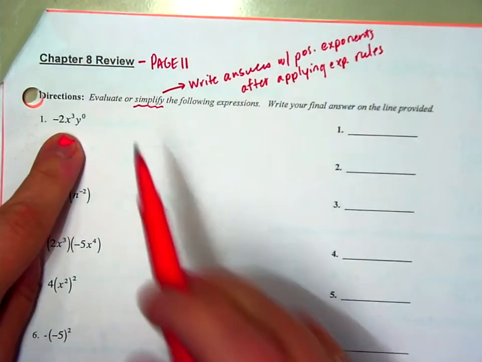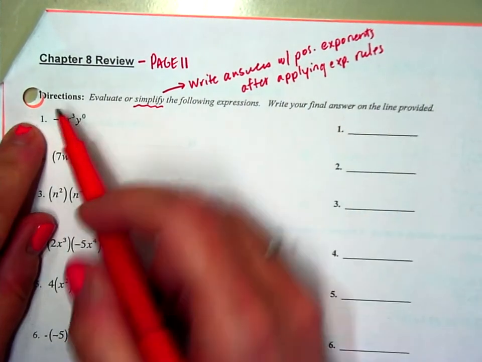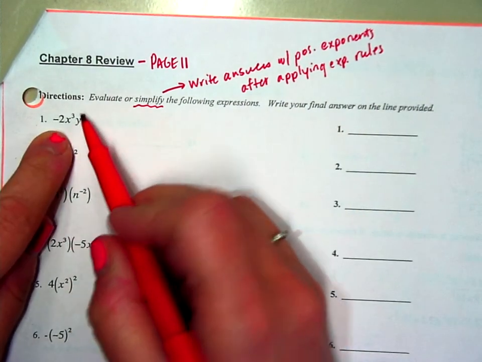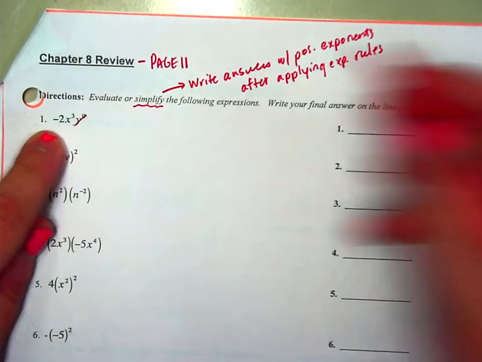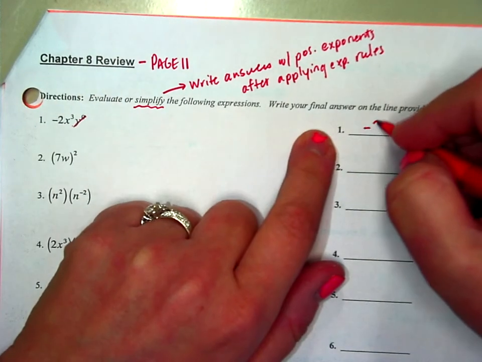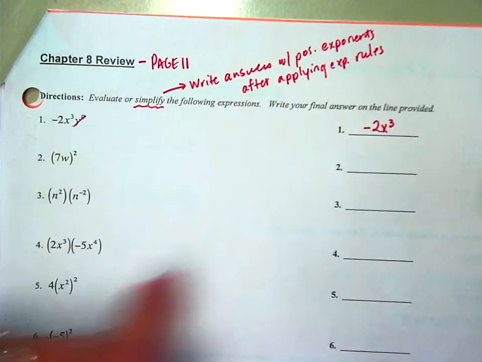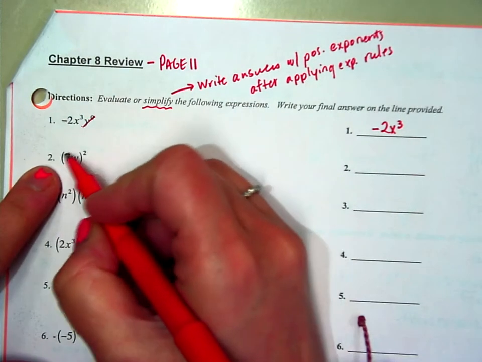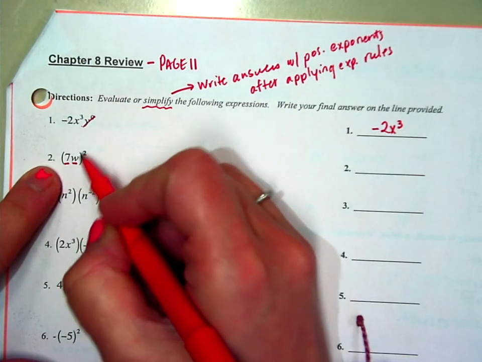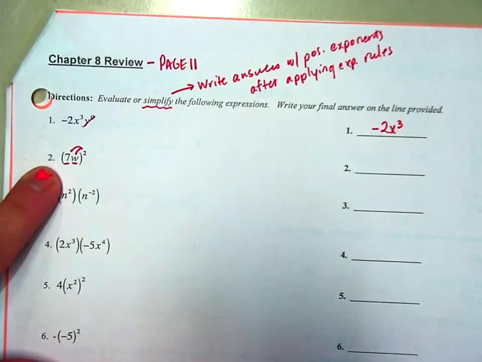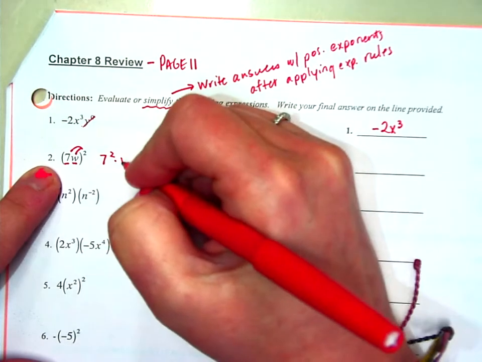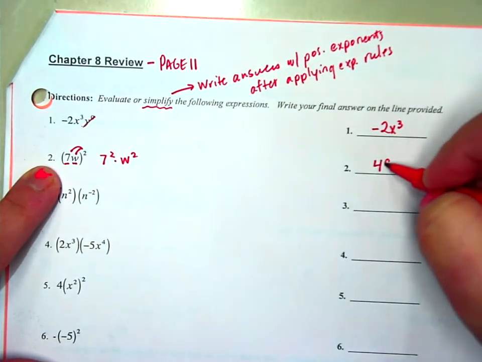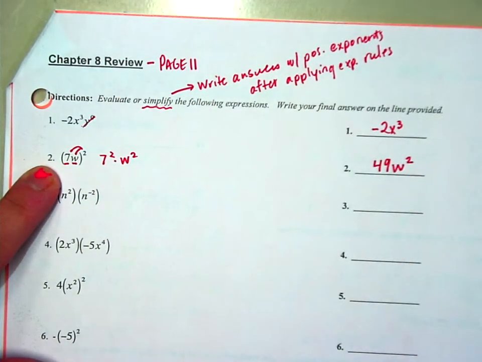So, here, really the only rule that can be applied is that y to the 0 is 1, so you can kind of ignore that. So this final answer for number 1 is just negative 2x cubed. Okay. Number 2, you know that when you square a product with two factors, like this, you're going to have to square both of them. So this is 7 squared times w squared, and I would expect to see 49w squared on the line.